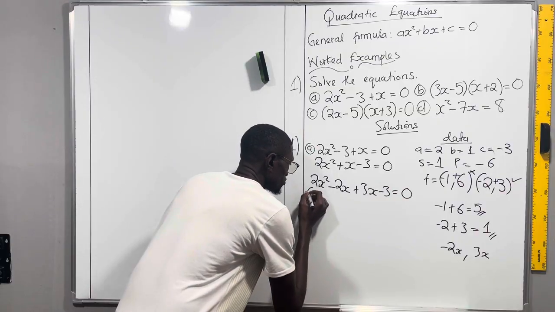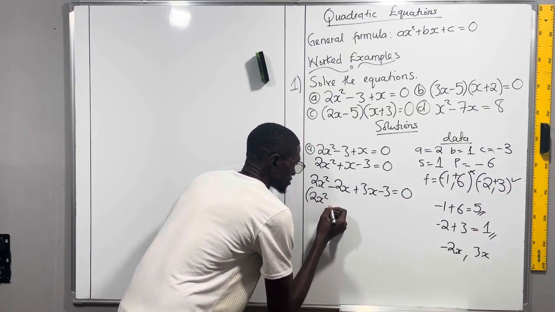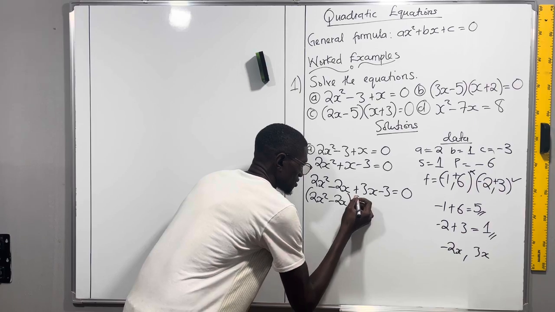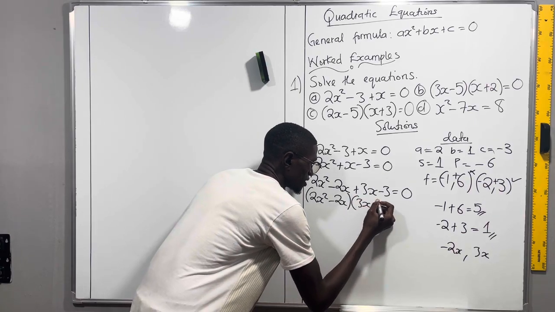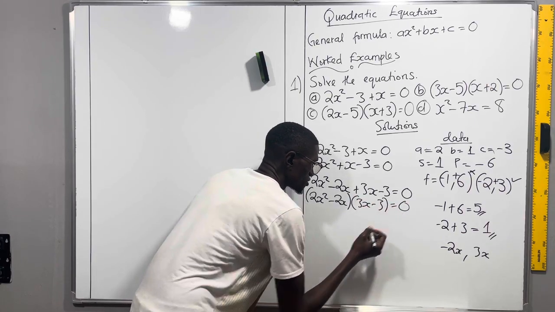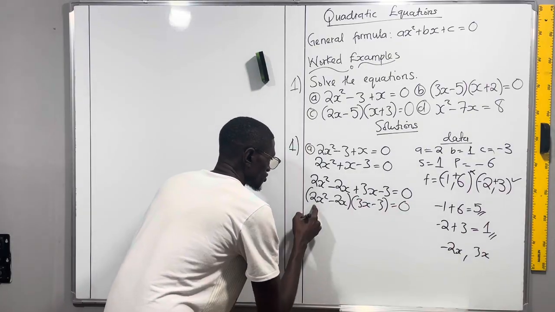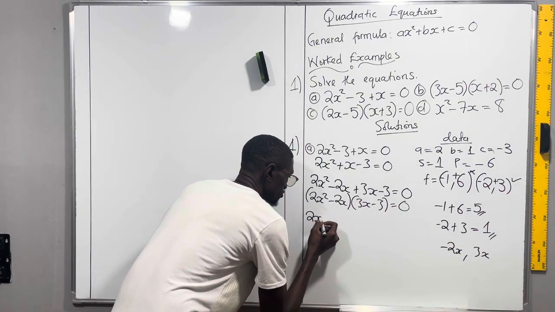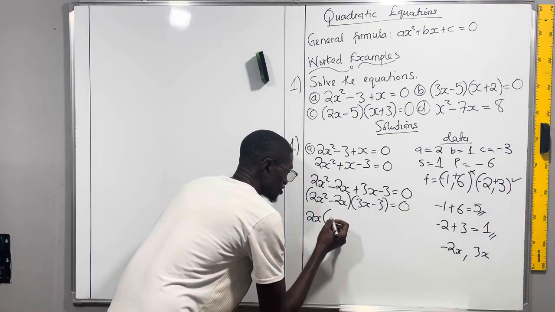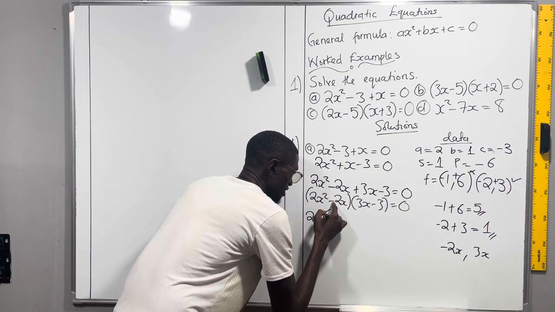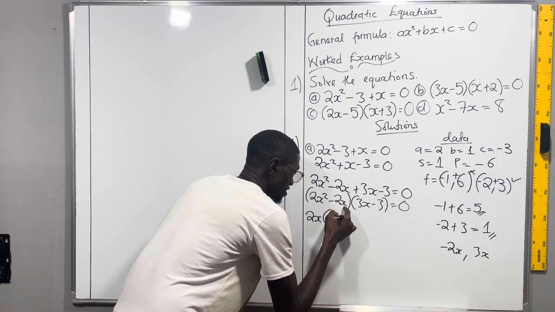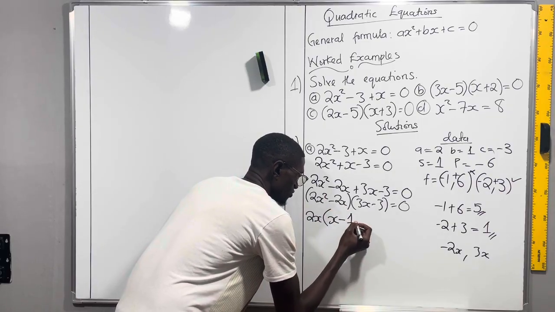At this point, we're going to put them in brackets, like that. Okay, 3x minus 3 is equal to 0. Then we factorize this bracket. So what is common there? 2x is common. 2x squared divided by 2x, we're going to get x. Negative divided by positive is negative. 2x divided by 2x will give us a 1.